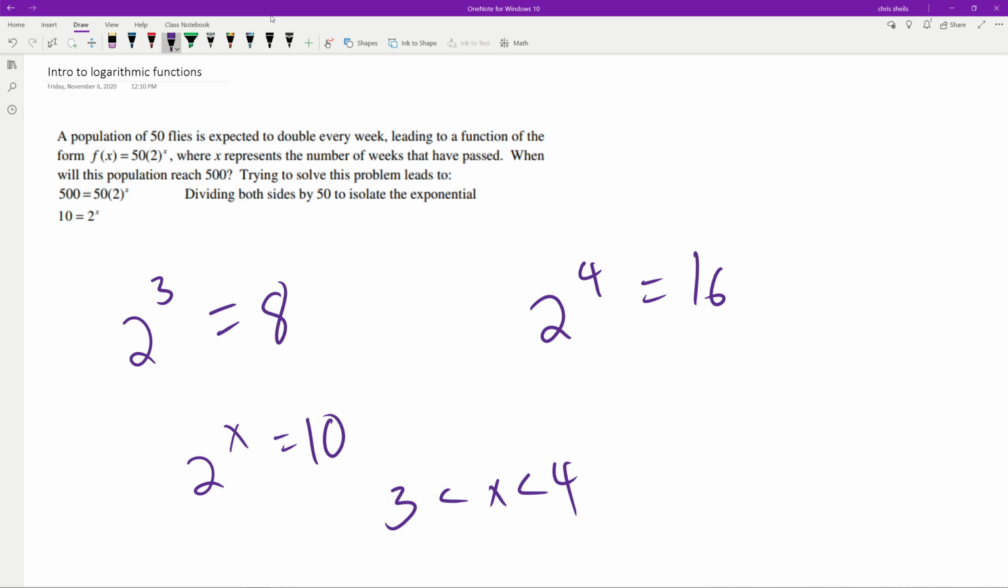So we're going to introduce a new function called a logarithm that is going to be the inverse of an exponential function. Because exponential functions have different bases, for instance, 2 to the x power has a base of 2, logarithms will also have different bases.